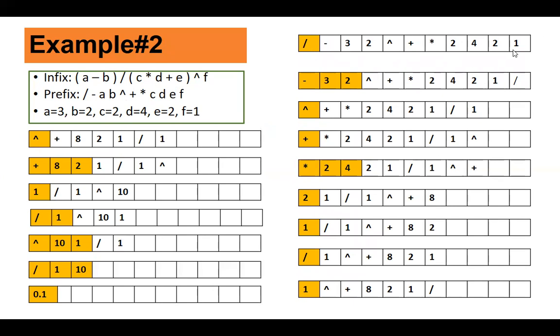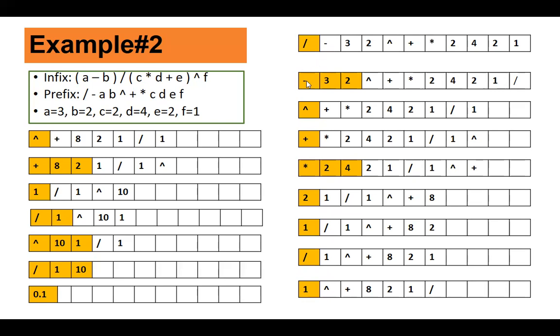Let us start from here. This is front and this is rear. Front is pointing at an operator right now. Whenever you read an operator, you check whether it is followed by two operands. It is not followed by two operands, because this is again an operator. So whenever an operator is not followed by two operands, delete it from front and insert it at rear. Now front is pointing here.